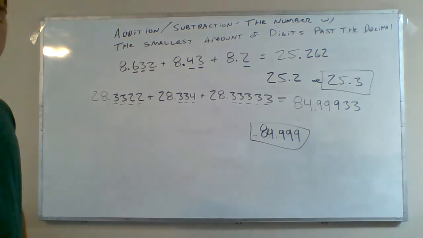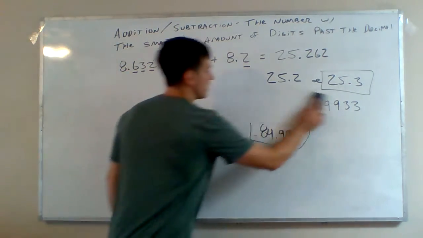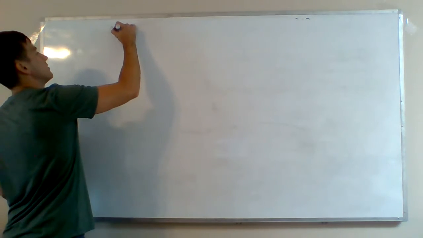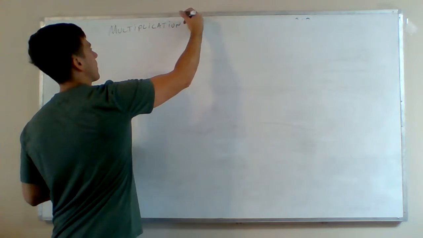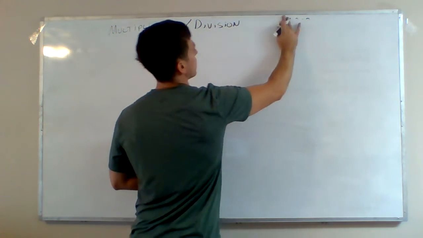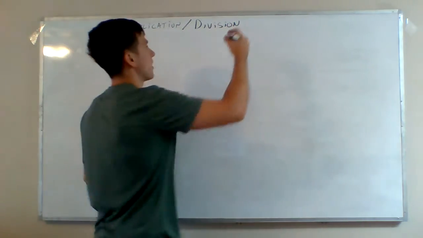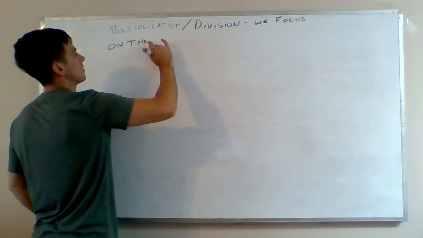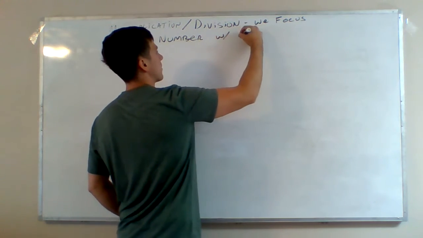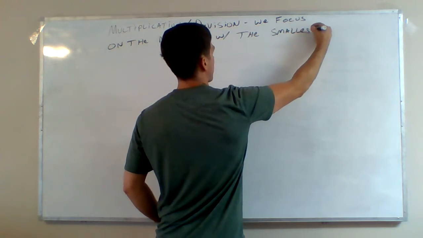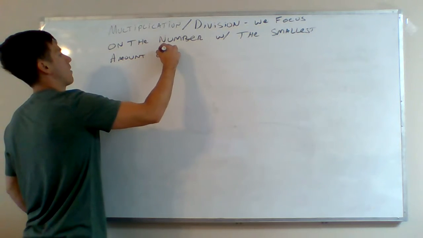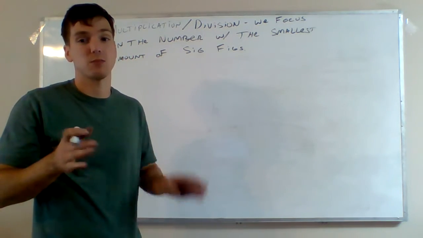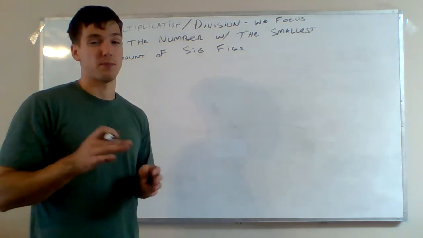So let's go ahead and focus on the next type of math we'll deal with, which is multiplication and division. Okay, multiplication and division, I think, is a little bit easier. And it actually deals with the sig fig rules that we dealt with, okay? So with multiplication and division, we focus on the number with the smallest amount of sig figs. In addition and subtraction, we just focused on the smallest amount of numbers past the decimal.